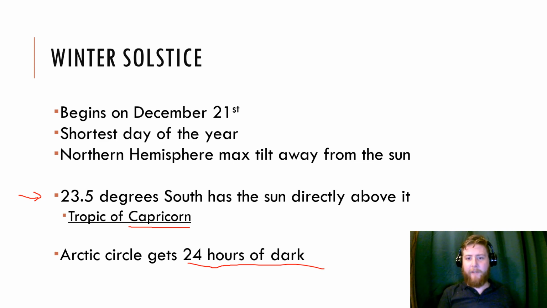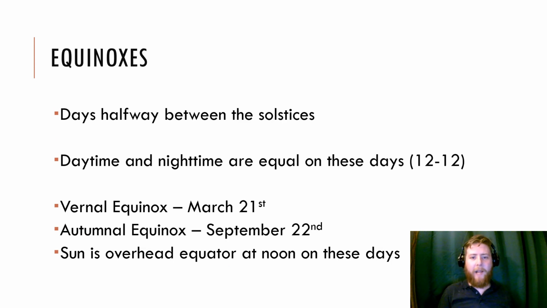Now we've talked about the furthest tilt away and the closest tilt to, but let's talk about what happens if we're right smack dab in the middle. If we're right smack dab in the middle, we have something called an equinox. And these are the days that are halfway between the solstices. The daytime and the nighttime are equal on these days, 12 hours, 12 hours. The vernal equinox is March 21st. And the autumnal equinox in between the summer and winter is September 22nd.